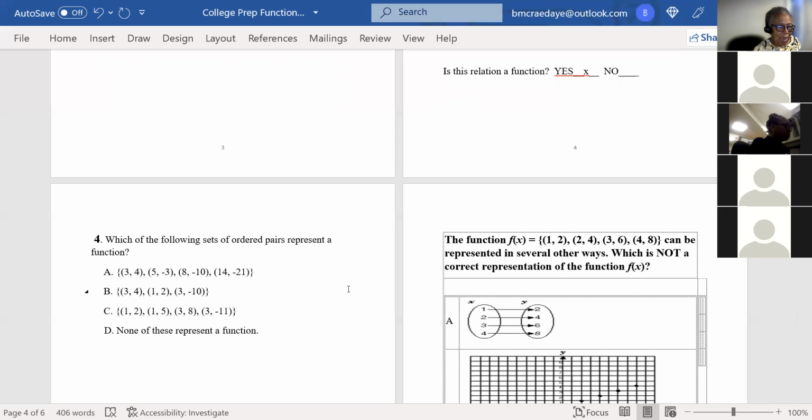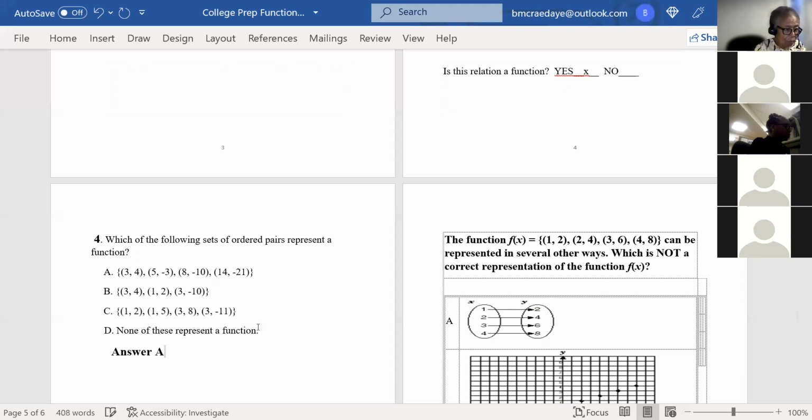A, that's correct. You just look for your duplicates. You don't see any duplicate X values. You see 3, 5, 8, 14, right? But look at the others. Do you see duplicate X values, Audrey?